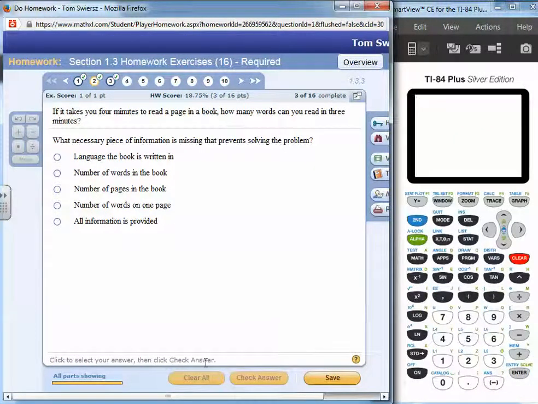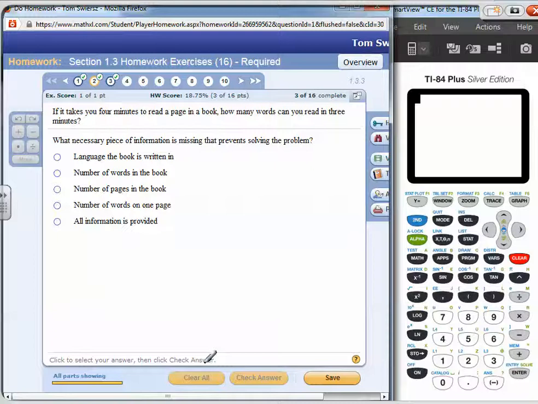It takes you 4 minutes to read a page of a book. How many words can you read in 3 minutes? So we've got to find out how many words you can read in 3 minutes. Now the language a book is written in doesn't matter, and the number of words in the entire book, no. But he read a page, so we need a number.